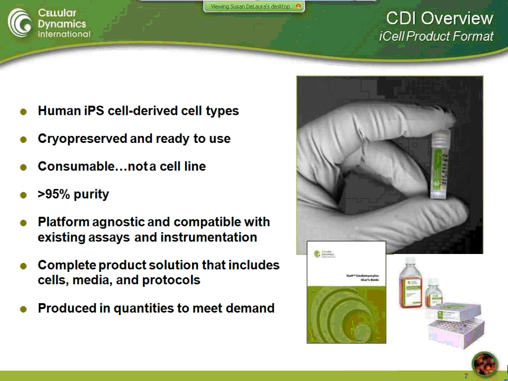Our current product format is that we have, as I said, the human iPS cell-derived cell types that are cryopreserved and ready to use. With all of our products, we offer at least a medium or a medium supplement to ensure that the cells are able to perform to their highest capability. In the case of the neurons, we provide a medium and a medium supplement, allowing you to grow the cells in culture for a minimum of about 3 to 4 weeks.